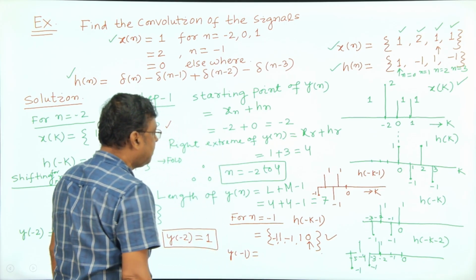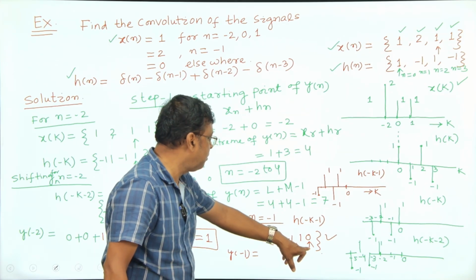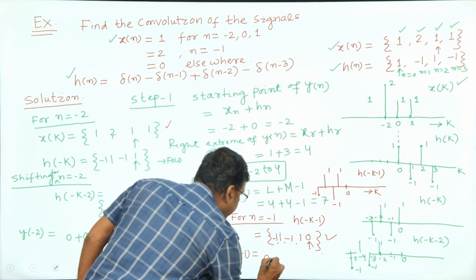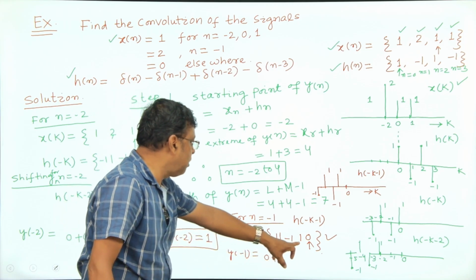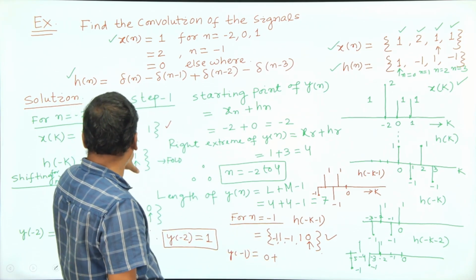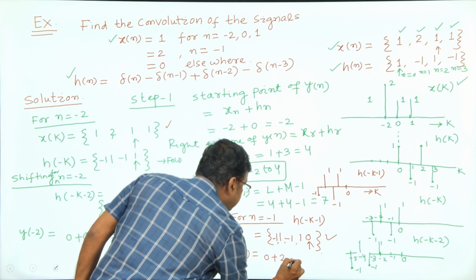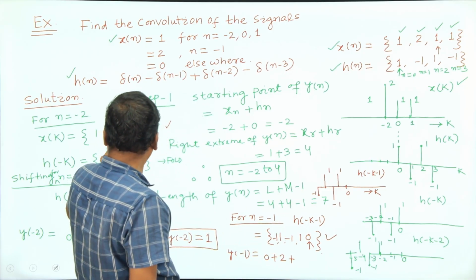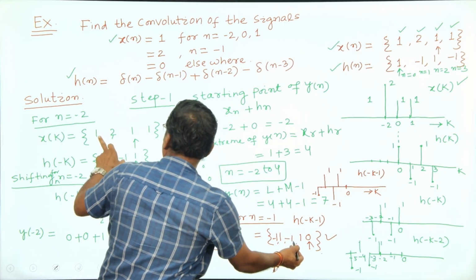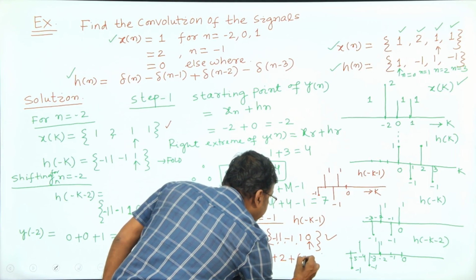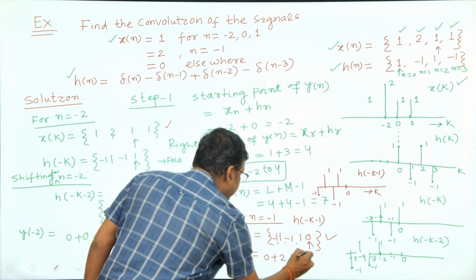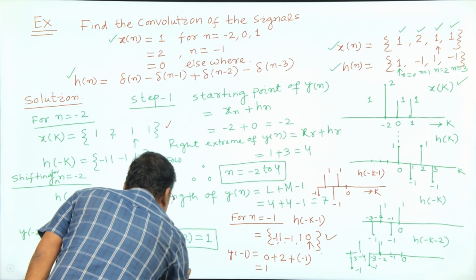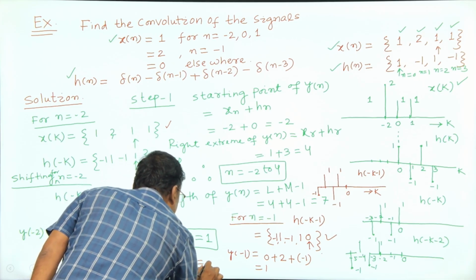How much is y of minus 1 here? For k equal to 0, n equal to 0, 0 into 1, that is 0, plus n equal to minus 1, that is 1, 1 into 2, 2, plus n equal to minus 2, minus 1 into 1, that is minus 1. Okay, so 2 minus 1, that is 1. Therefore y of minus 1 equal to 1.